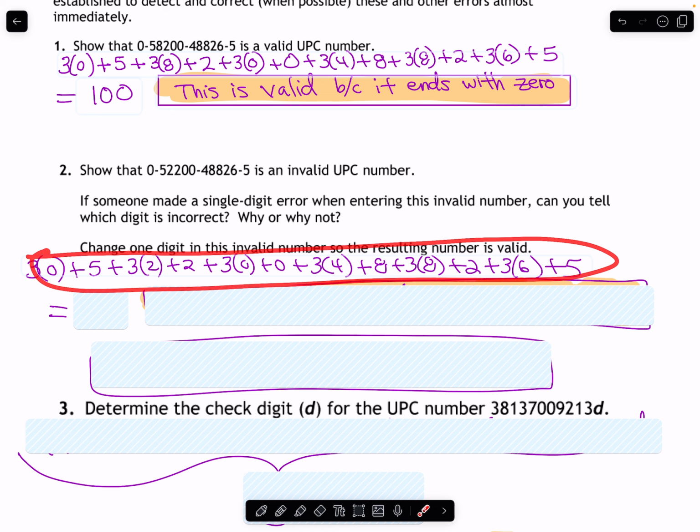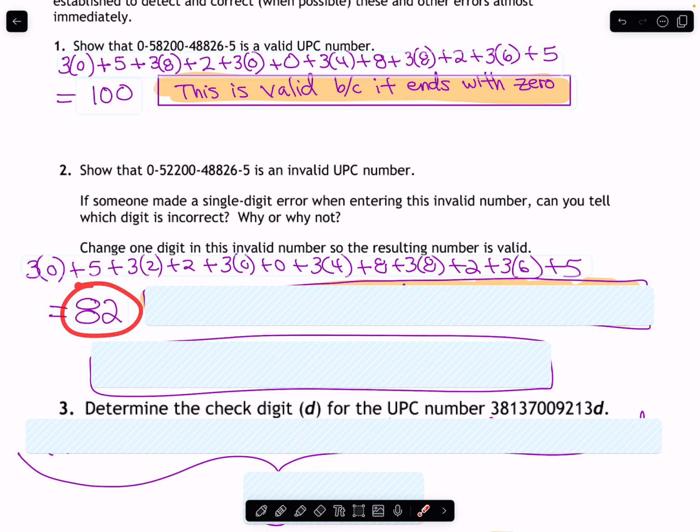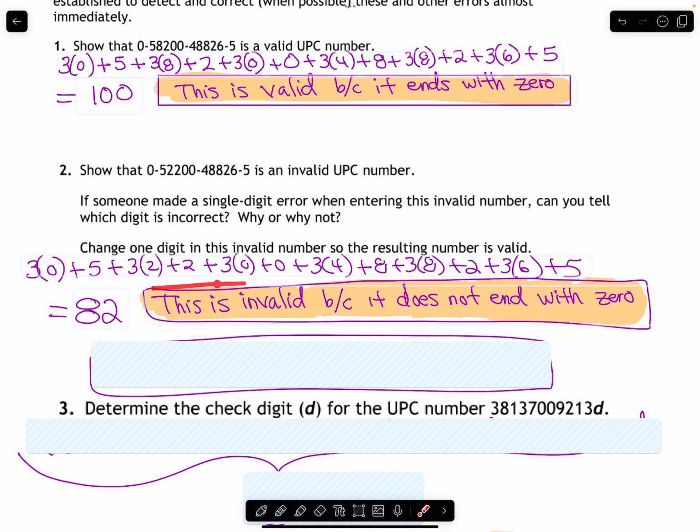You'll put all of this in the calculator and add it up. And what is your result? There it is, it's 82. Well, 82 does not end in a 0. Therefore, ladies and gentlemen, this is invalid, okay, because it does not end in a 0. But now there was a follow-up question.